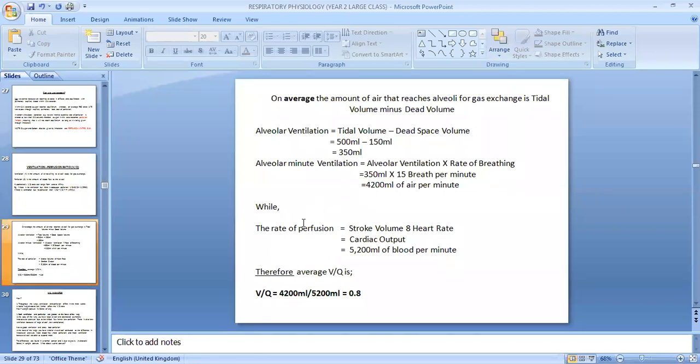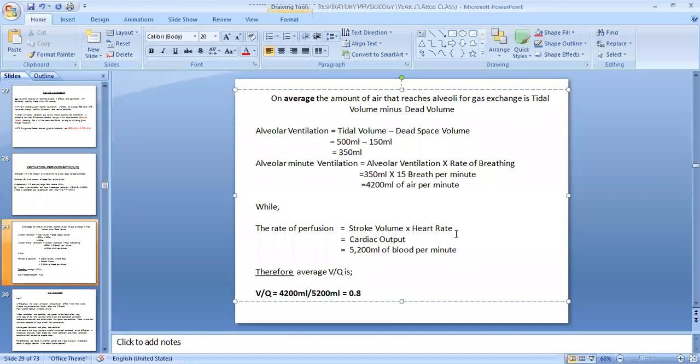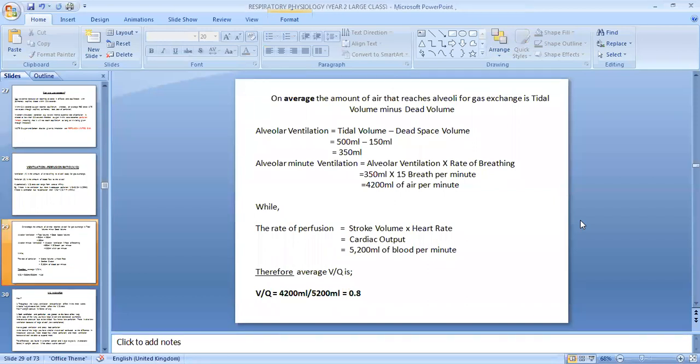Note this, the rate of perfusion, on the other hand, is the stroke volume times the heart rate. Stroke volume times the heart rate gives us the cardiac output. Stroke volume is that amount of blood that the heart pumps out per a single stroke, and we know cardiac output for a normal physiologic man is about 5,200 ml of blood per minute. Therefore, roughly the VQ ratio is 4,200 ml of air divided by 5,200 ml of blood and is equal to 0.8. On average, the VQ ratio of a normal subject is 0.8 for that reason.